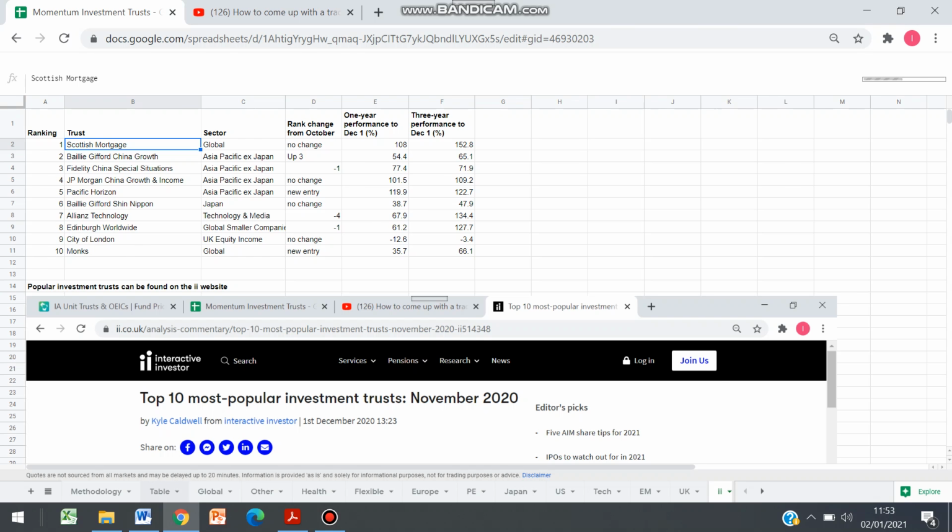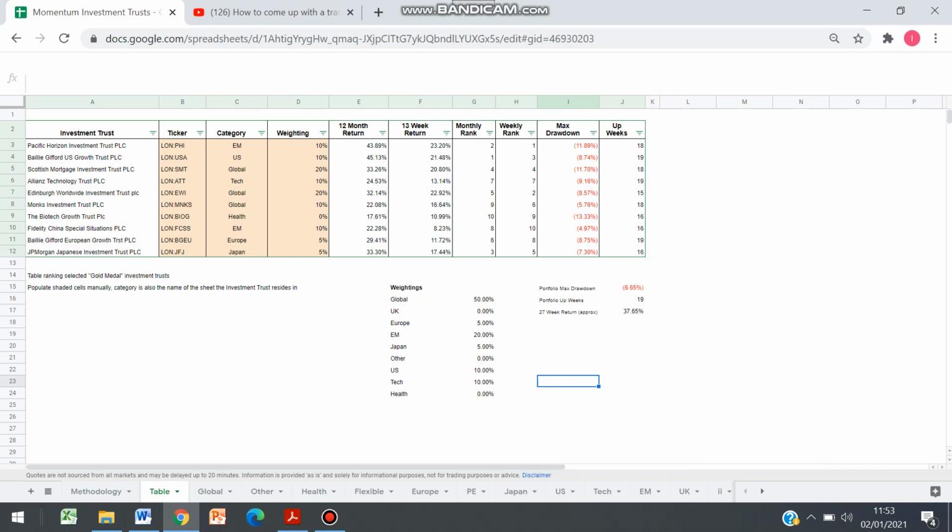And then what I do is put together a table based on the gold medal winners. So I put in the ticker, I look up the category, which is the corresponding sheet that the trust resides in, give it a weighting, and then away we go. So the strongest global ones would get a 20% rating. Some of the weaker sectors where maybe the fund does well, but I think the overall sector isn't perhaps where I want to be, would get a lower weighting. So populate all that, it ranks it automatically, showing which ones are the best.